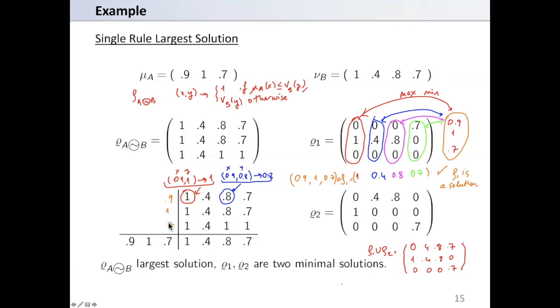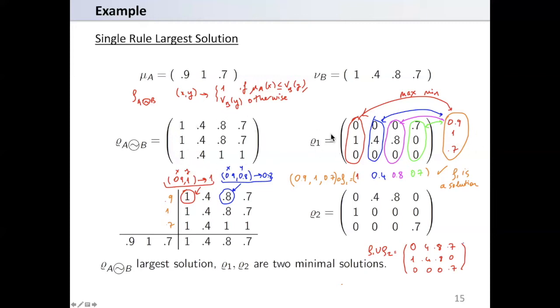For the last one, we have 0.7. It is less than 1, so the value is 1. It is greater than 0.4, so 0.4 is copied here. It is less than 0.8, so the value is 1. And these two are equal, so the value is 1. This is the Gödel relation, so it is written here.